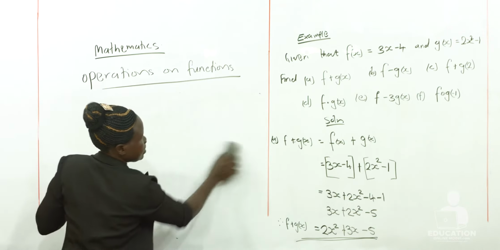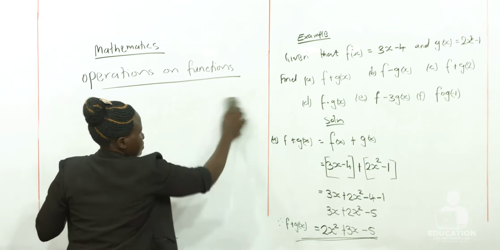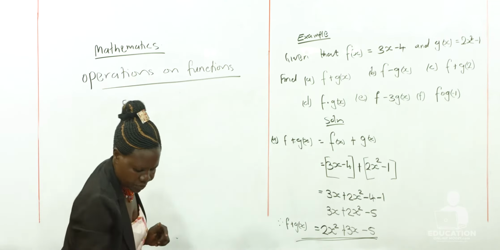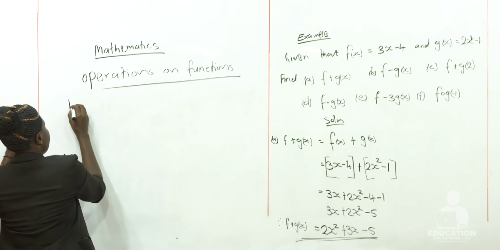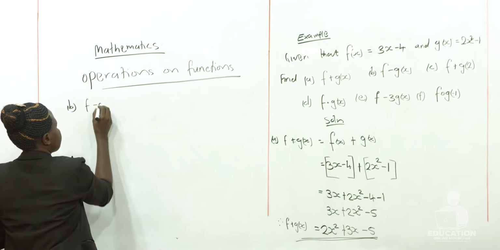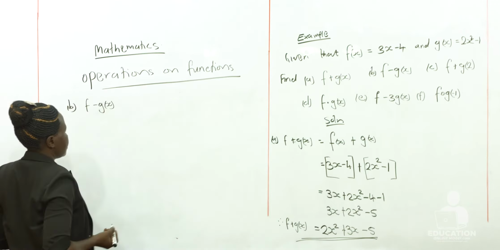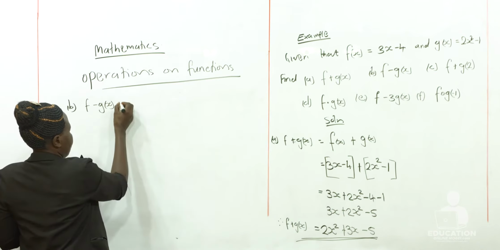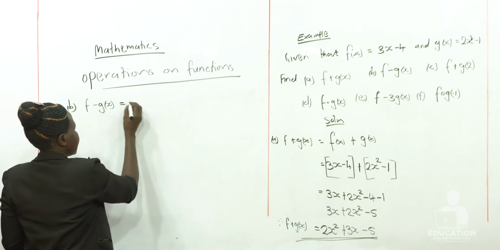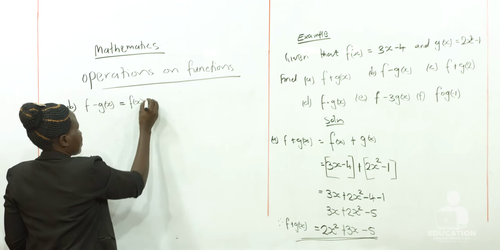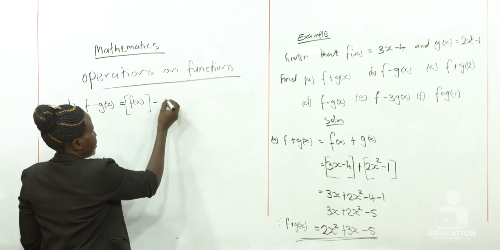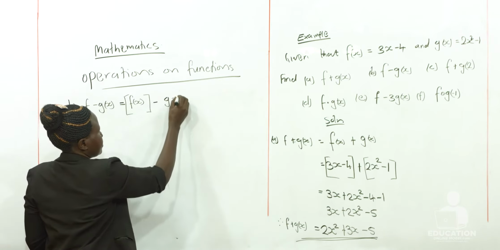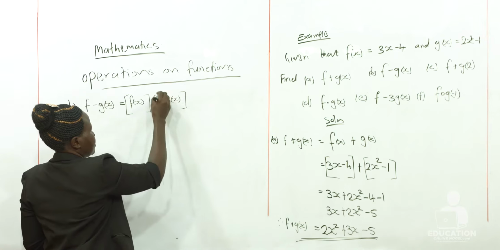So part B says f minus g. We have B, f minus g of x. So we said expand this or express it as independent functions. You say f of x, close the bracket, it is independent, minus g of x also, which is independent.